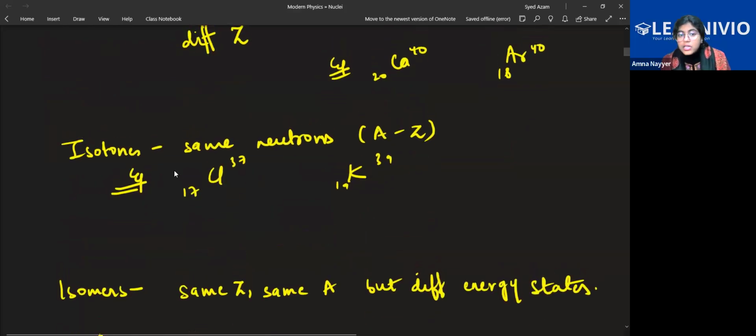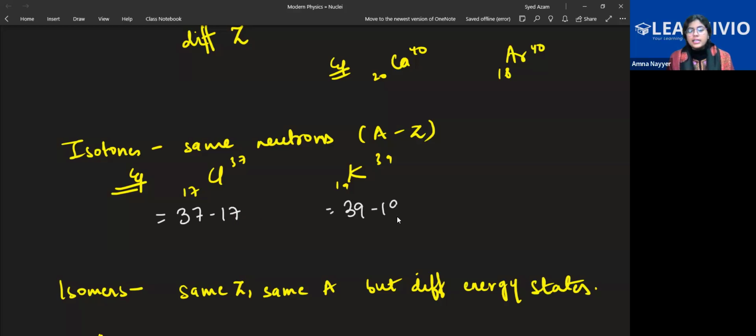Now, what are isotones? They have the same number of neutrons. And what did I tell you? Number of neutrons is calculated by subtracting the atomic number from the mass number. Like, see, here I'll write 37 minus 17. Here I'll write 39 minus 19. This will be 20. This will be 20. So this is how the isotones have to be written.